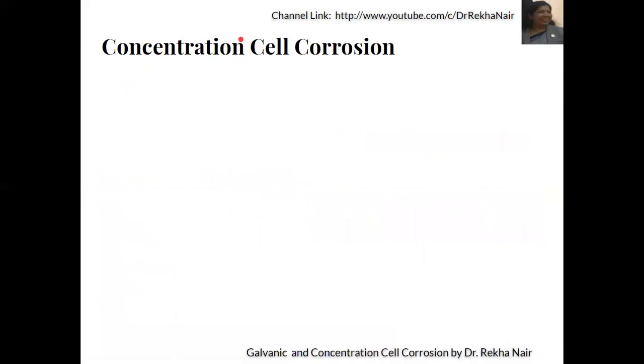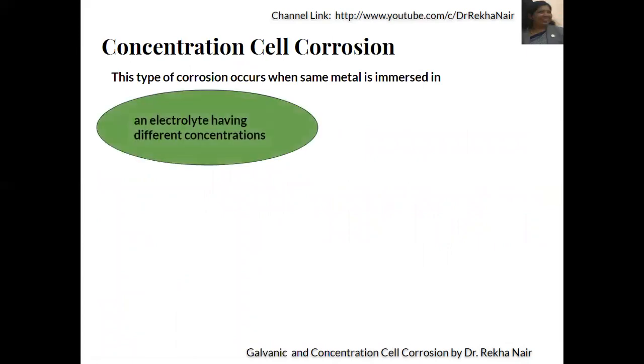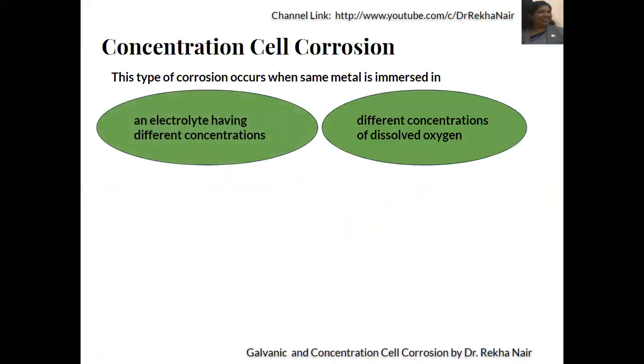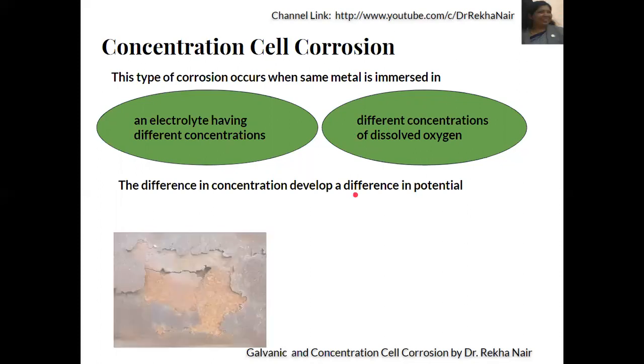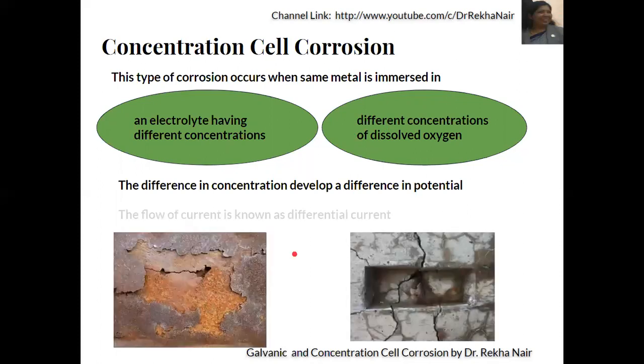The next type of cell corrosion is concentration cell corrosion. In this, as the name suggests, there will be an electrolyte having different concentrations or different concentrations of dissolved oxygen. One is the electrolyte having different concentrations, the other is the oxygen concentration being different. So there are two types of cases where concentration cell corrosion can take place.